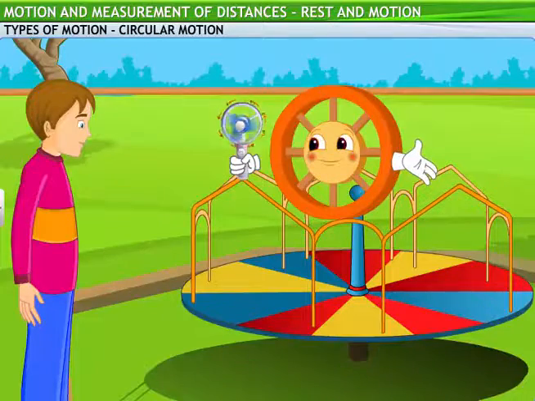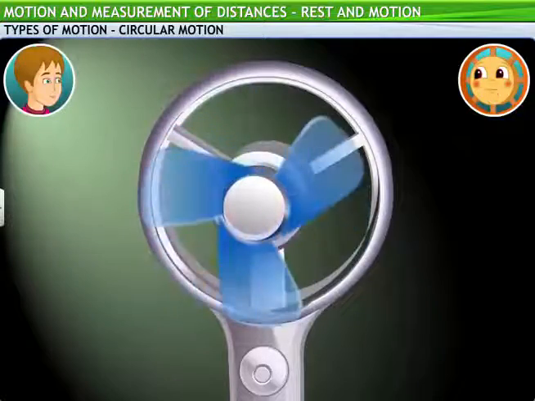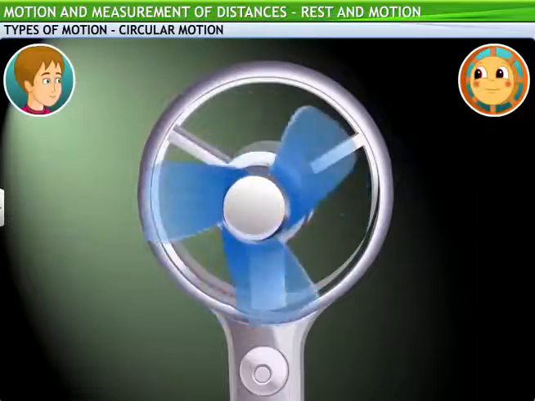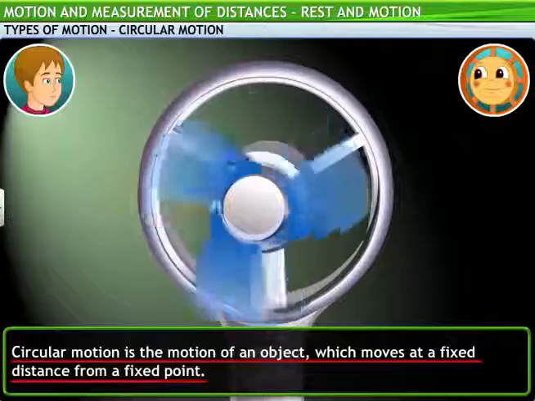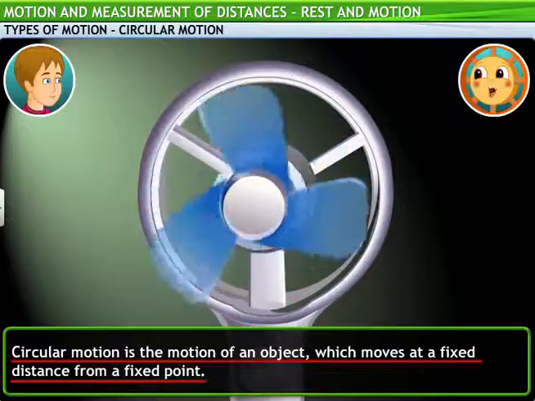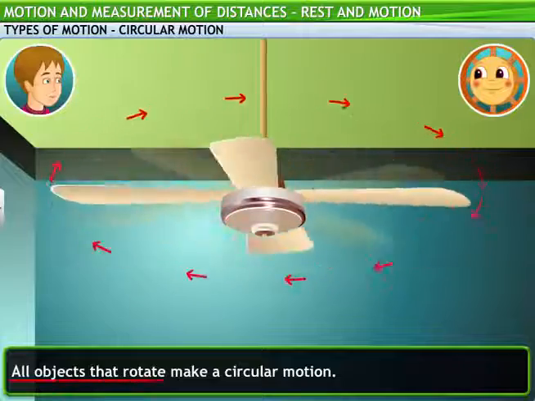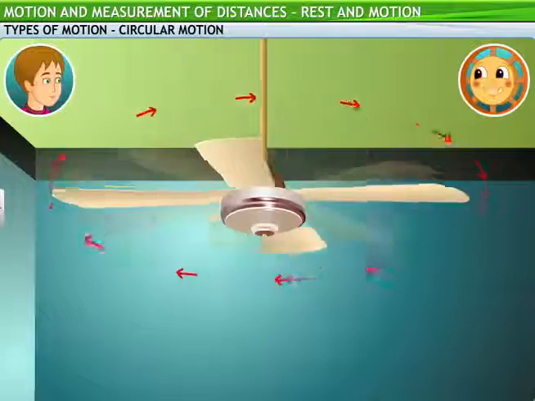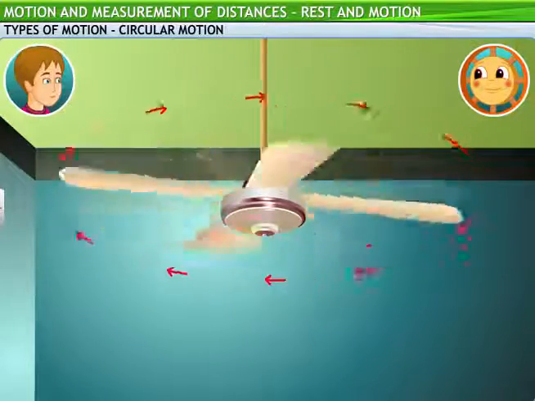Oh, I see. As these objects were not moving in a straight line, but in circles, their movement is referred to as circular motion. An object is said to be in circular motion when it moves at a fixed distance from a fixed point. So when an object rotates, it actually makes a circular motion. Yes, all rotating objects are in circular motion.